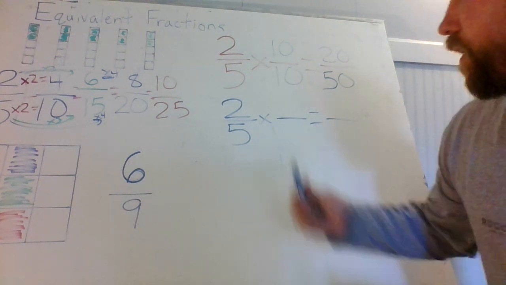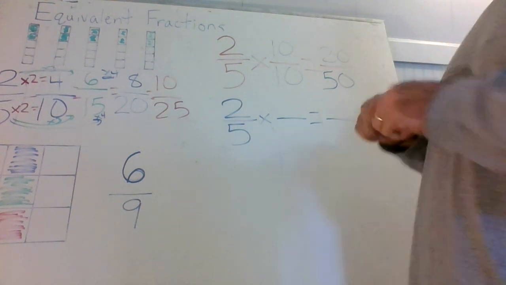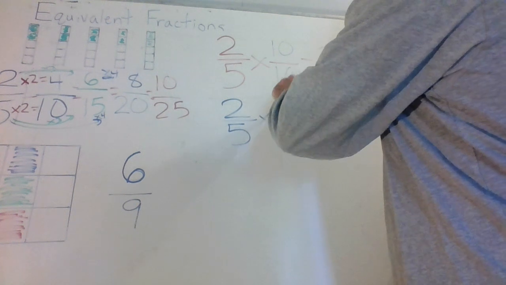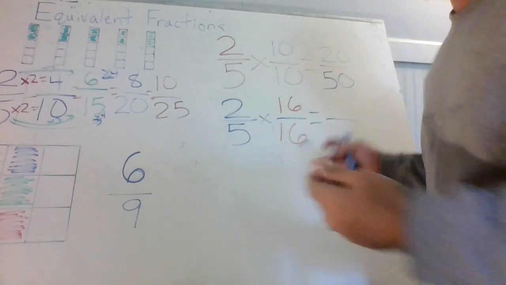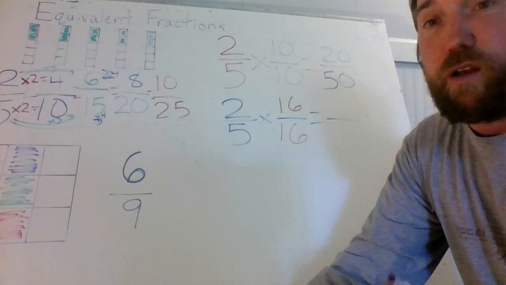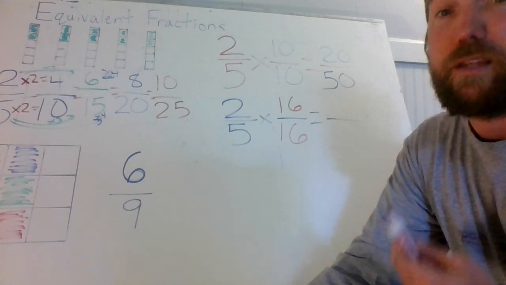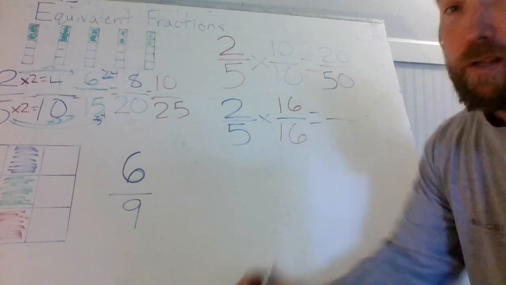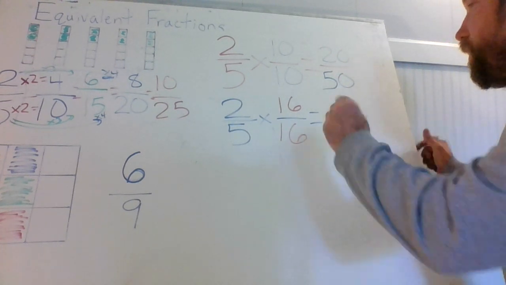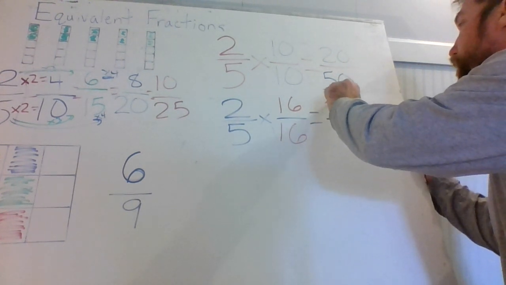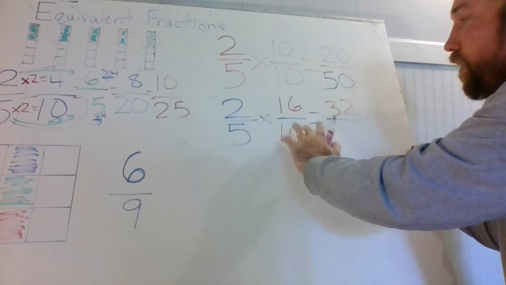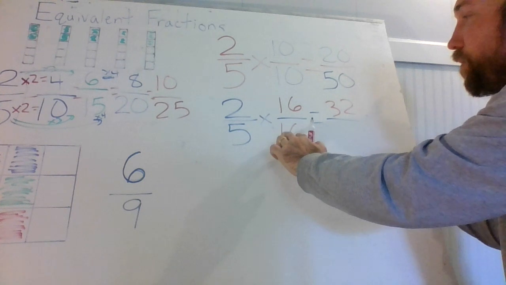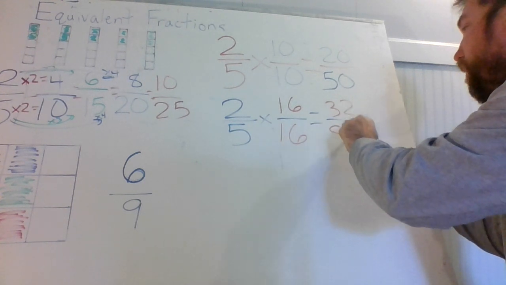Same thing happens, and I'll just pick a random number like 16, which isn't a number you're normally going to use in these situations. I just wanted to show you that it works with any number, as long as I do 2 times that number and then 5 times that same number. In this case, 16. 2 times 16 makes 32. And 5 times 16, 5 times 6 makes 30, 5 times 10, 50, which makes 80.